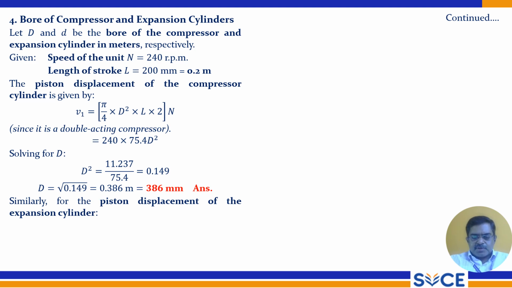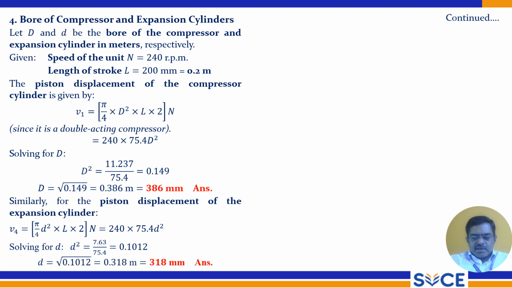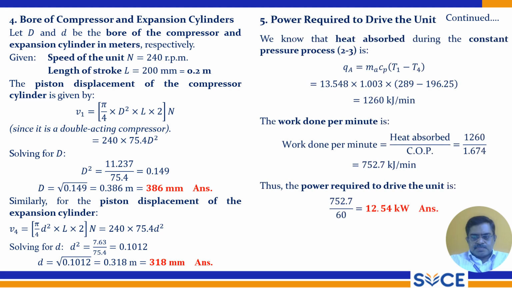Similarly, the piston displacement of the expansion cylinder is equal to pi by 4 d square into L into 2, that into N, equal to 240 into 75.4 into d square. So solving for d, we get 318 millimeters. So the expansion cylinder bore is equal to 318 millimeters.